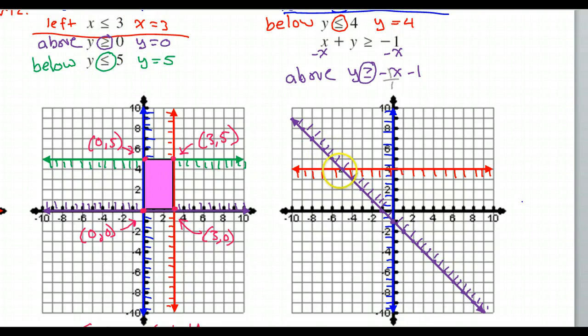state the vertices. Alright, we have one vertex here at negative 5, 4. We have another vertex here at 0, 4. And we have another vertex here at 0, negative 1. So these are the three vertices.